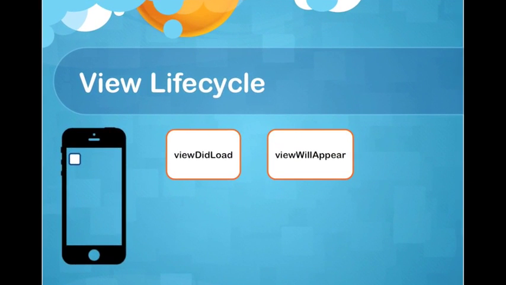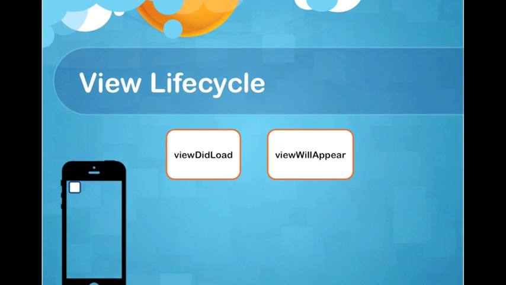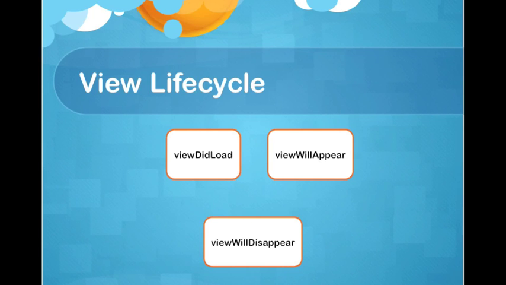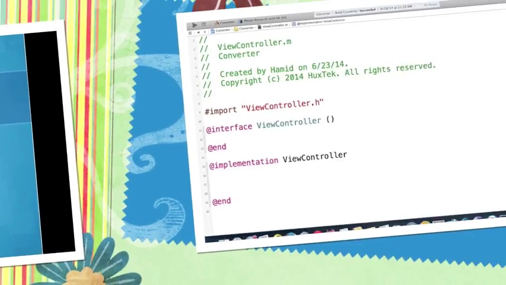Okay, suppose the user wants to leave the view. This time, view will disappear will be called, and this is the best place to save the data. For example, remembering the scroll position or saving whatever the user typed so far. This is the right place for storage and storing the data.